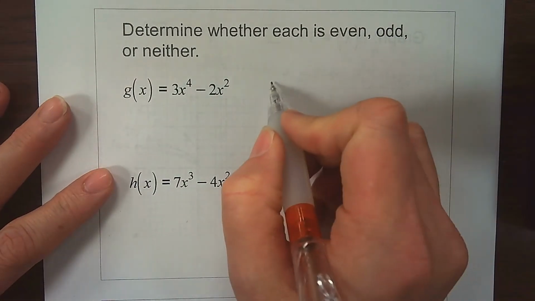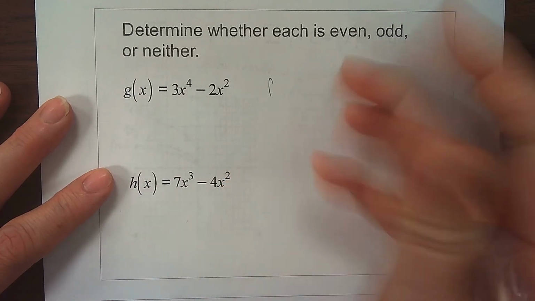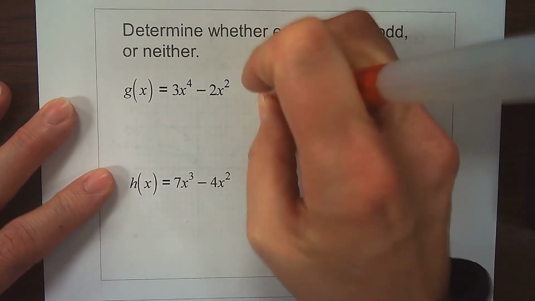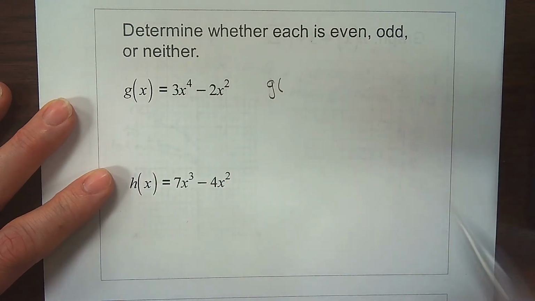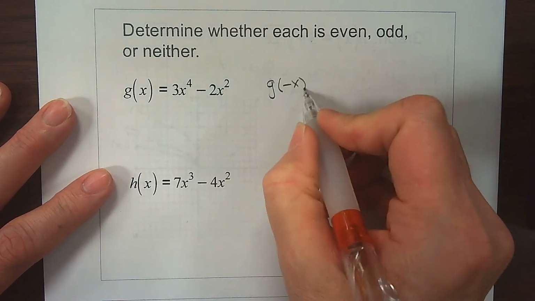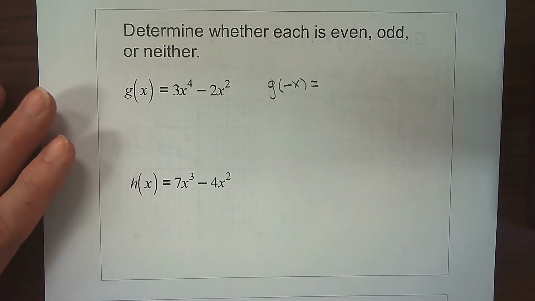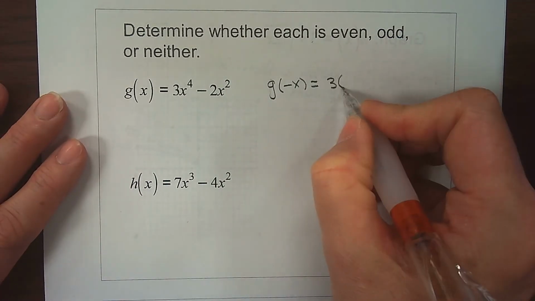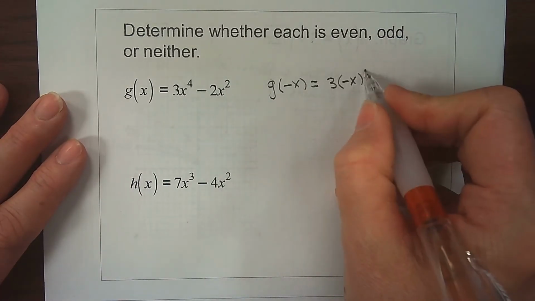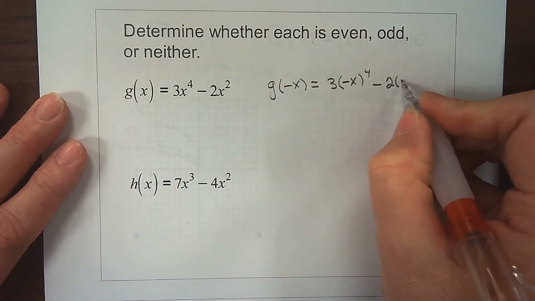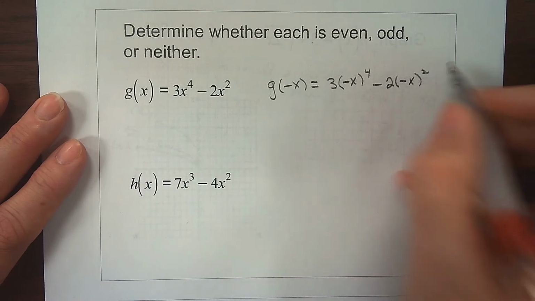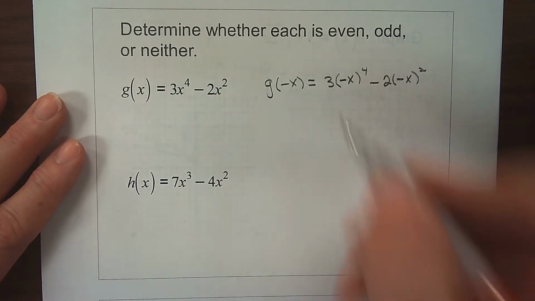Remember that our test starts out by taking a look at, well, I guess I don't want to use f of x. Maybe I'll use g of x here since that's the name of our function. But we want to start out by taking g of the opposite of x to see what we get. That means I'm going to put the opposite of x everywhere in the function here that I see x. And then I'm going to try to simplify or clean it up.